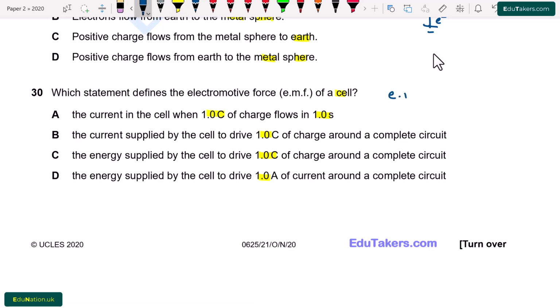So EMF is basically equal to energy over charge. It means that the energy supplied by the cell to drive 1 coulomb of charge around a complete circuit is basically equal to the EMF of the cell. So from here option C is correct.